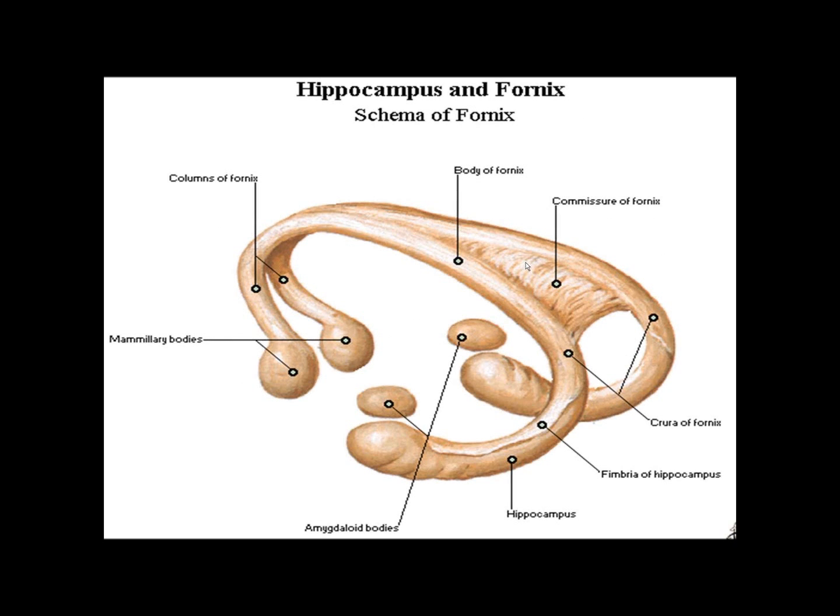So here we have the commissure of the fornix. When you see the term commissure, you know that these are fibers that connect the two hemispheres, or the two sides of a paired structure. And so an example is, we talked about the hippocampus, and here we have the amygdaloid bodies, the mammillary bodies, and all of these interact in this mechanism through this communication pathway called the fornix.